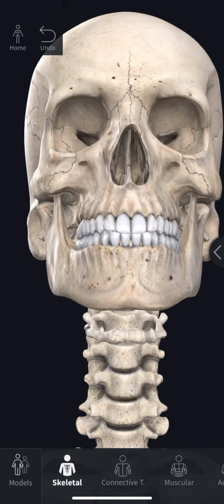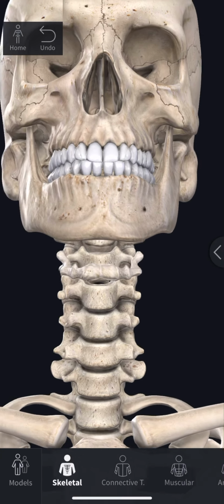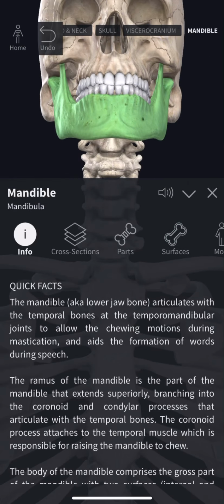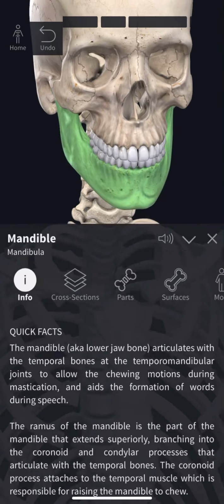Okay. Now we have the maxilla, two maxillae forming the upper jaw. Upper set of teeth are present there. The lower set of teeth are formed by the mandible.